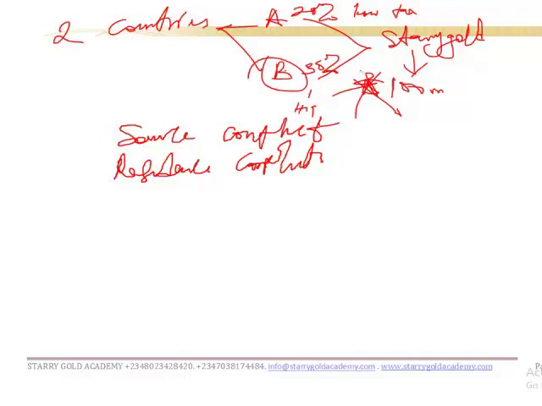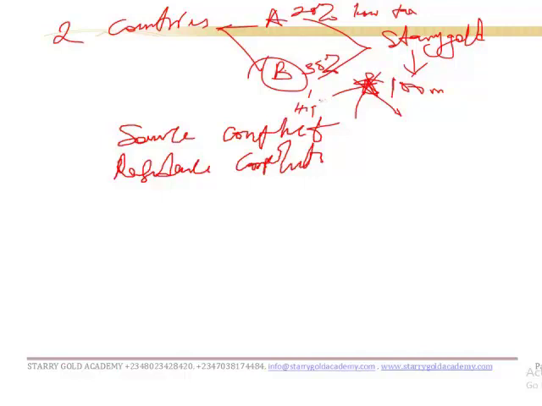Like the case of Starry Gold. Starry Gold has its head office here in Oregun, Lagos, Nigeria, but most of its customers are located or reside in England. Can you see? So its source of income is England, while its residence is Nigeria. Are we together?